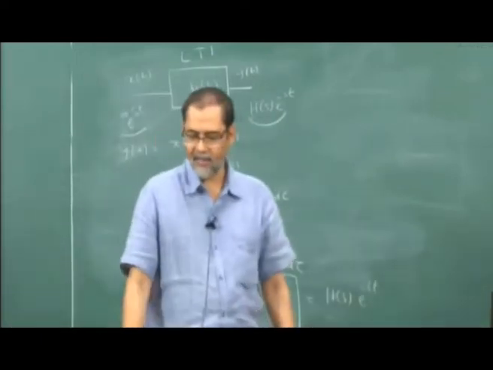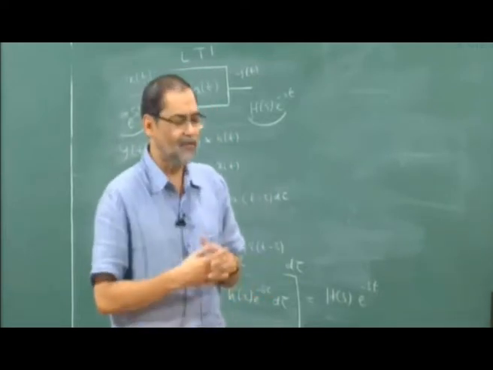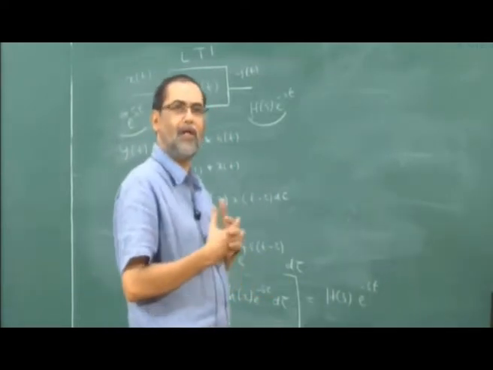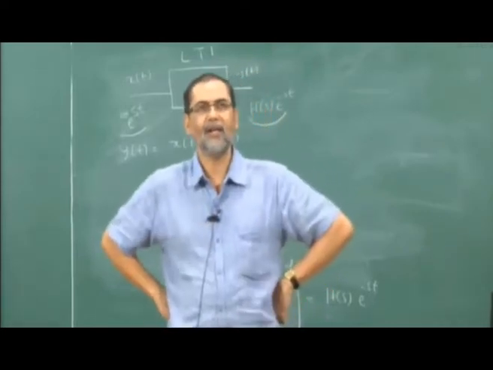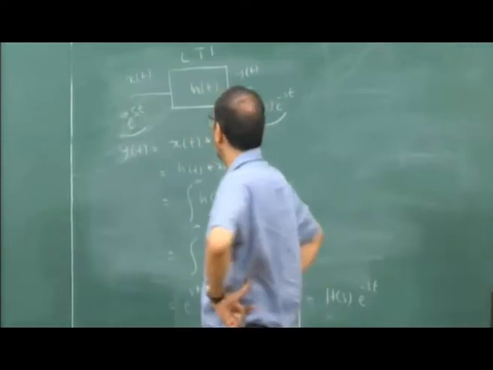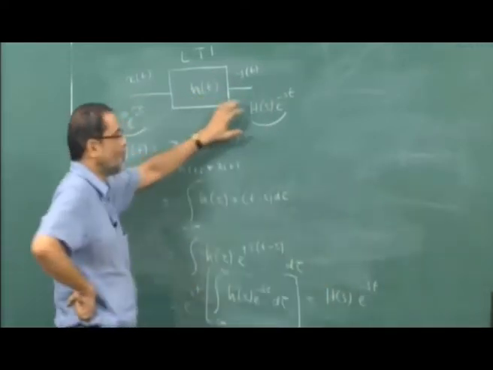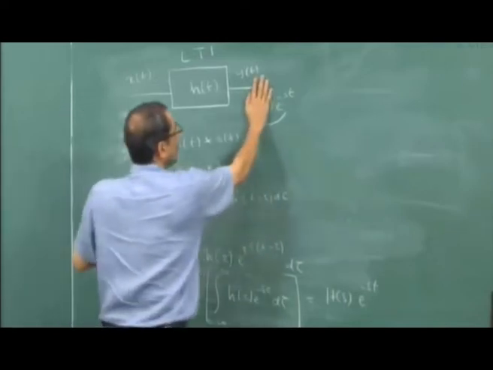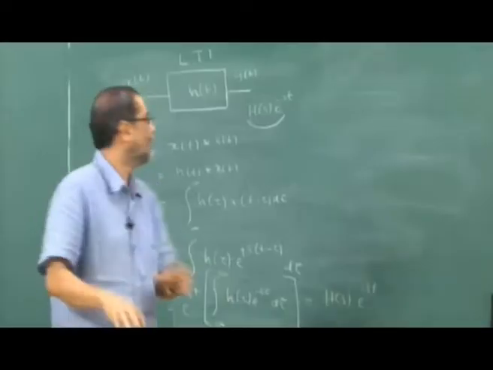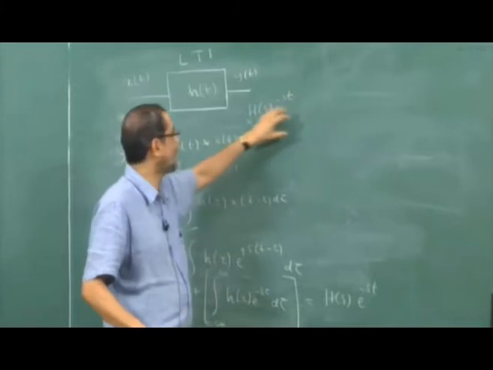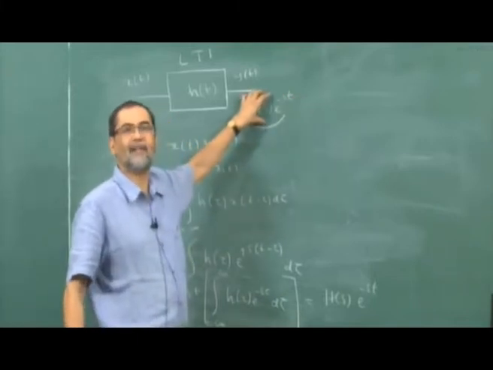So what it says here is, for an LTI system, if you apply an input e to the power of minus st, a complex everlasting exponential, where s is the complex frequency, then the output also is e raised to minus st, no change in the output. You get the same everlasting complex exponential of the same frequency s at the output. This is input, this is output, except there is a complex scaling factor H(s).